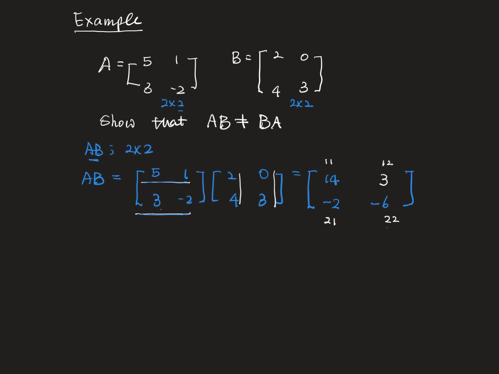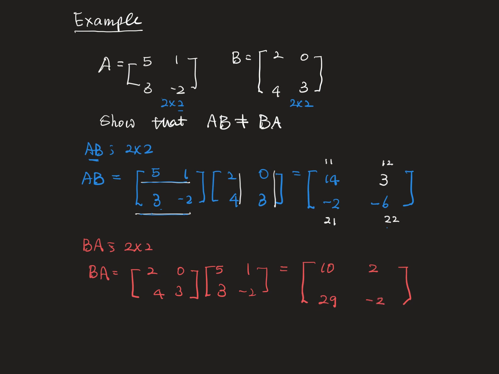Let's go to BA this time, guys. Let's do BA, also 2 by 2. So B first: 2, 0, 4, 3, then 5, 3, 1, negative 2. Pause the video, you can do it by yourself, guys, okay? I'm going to do it here: 10 here, 2 here, 29 here, guys, negative 2.